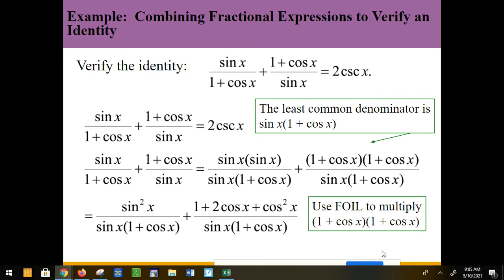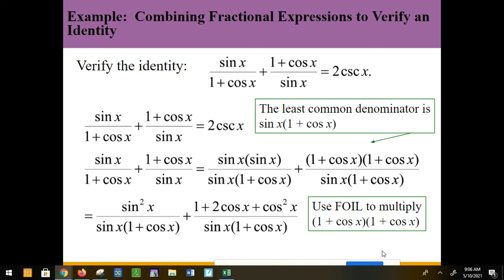The first fraction has a denominator of 1 plus cosine of x. So you're going to multiply numerator and denominator by sine of x. And the second fraction has a denominator of sine of x. So we're going to multiply numerator and denominator by 1 plus cosine of x.